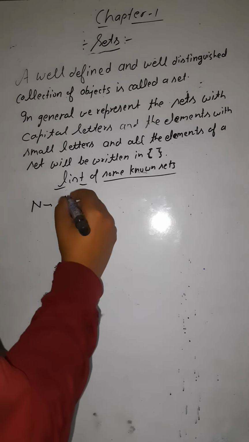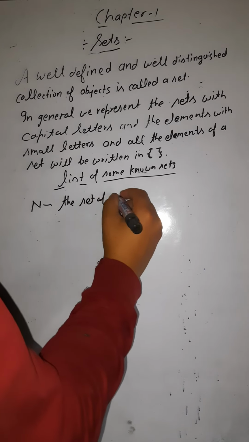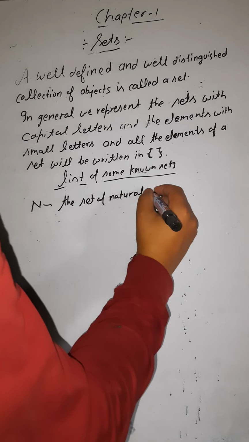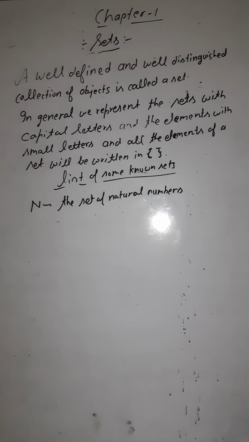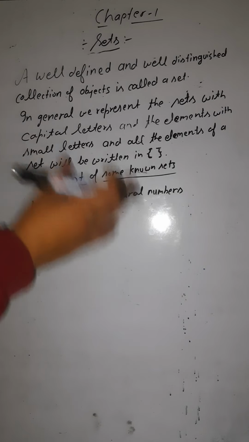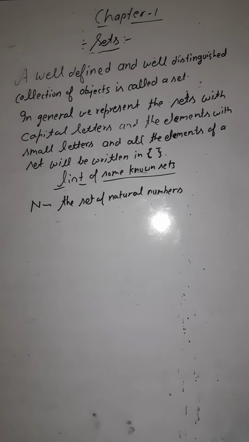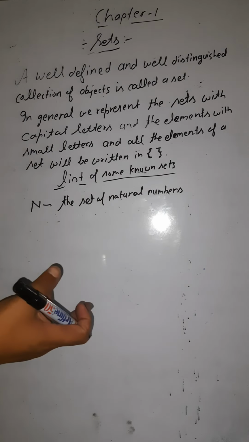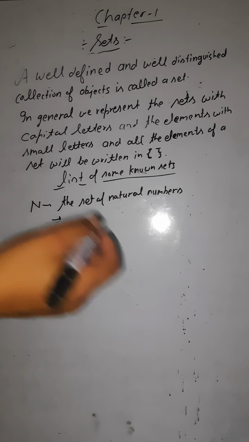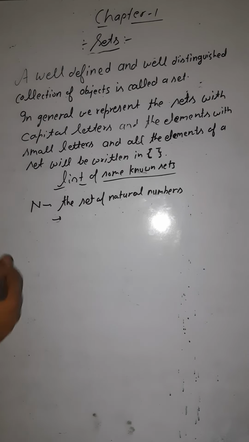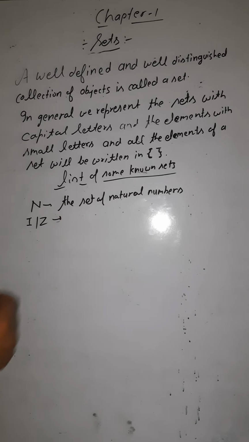So N implies the set of natural numbers. What are the natural numbers? You might be knowing 1, 2, 3, 4, 5, 6, etc. All these are the natural numbers, so all the natural numbers would be denoted by the set N. Are you getting this? The collection of all natural numbers is a set, and it is denoted by the capital letter N. Now suppose we have the set of all the integers, the collection of all the integers, and it is again a set, denoted by capital I, or sometimes by capital Z also.